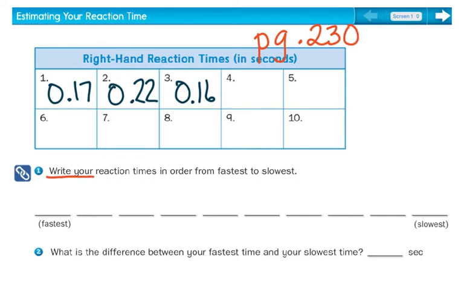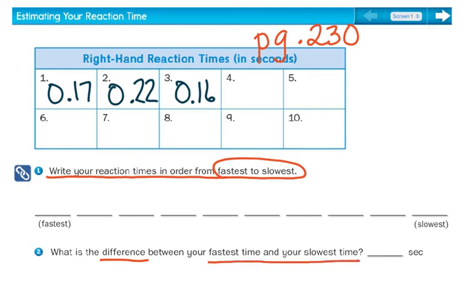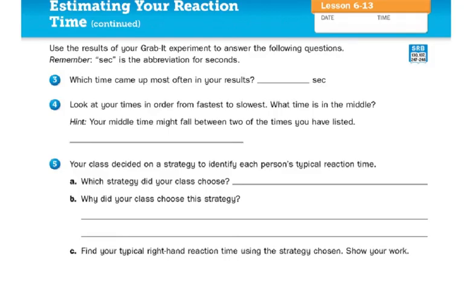So you're going to then write your reaction times in order from fastest to slowest. The shortest amount of time to the longest amount of time. The smallest decimal to the largest decimal. What is the difference between your fastest time and your slowest time? So you're figuring out the difference. So if my longest time was 22 hundredths and my fastest time was 16 hundredths, then I would go ahead and subtract.